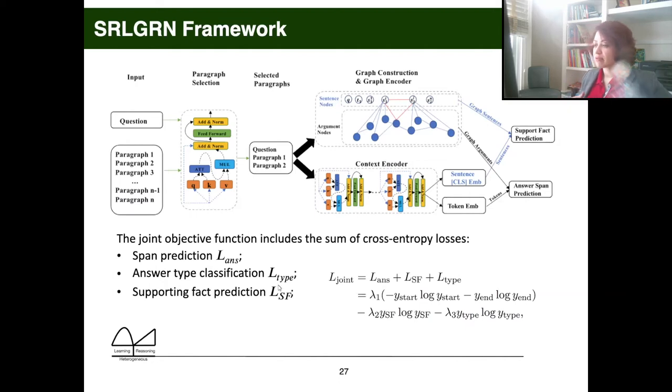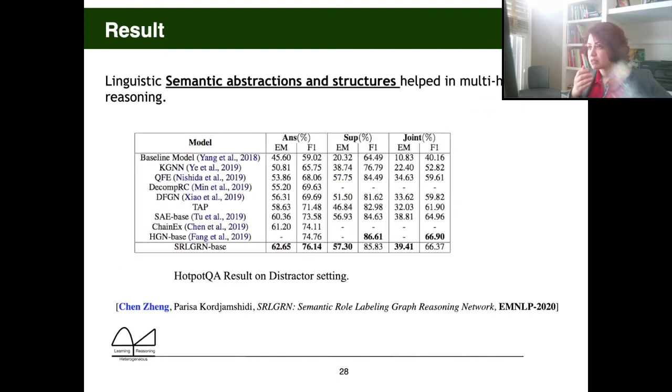One thing that I should say about this problem is that we have a large number of paragraphs, and it's not easy to get a huge graph of all the paragraphs. So we need to select the most relevant paragraphs first, then form this graph of the two paragraphs that we selected, and then address these predictions, that is, the answer and also the supporting fact predictions. This is also published recently, and by exploiting this semantic role labeling graph in learning, we could help to improve on the state of the art results on this data.